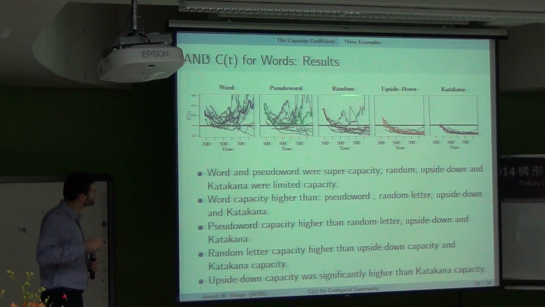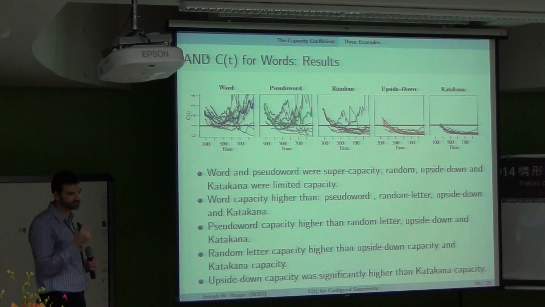So the capacity coefficient allows us to compare across these. I can check standard word and pseudo word superiority effects over letters alone, as well as compare words to random, so you're definitely better with words, and words to upside down, etc.